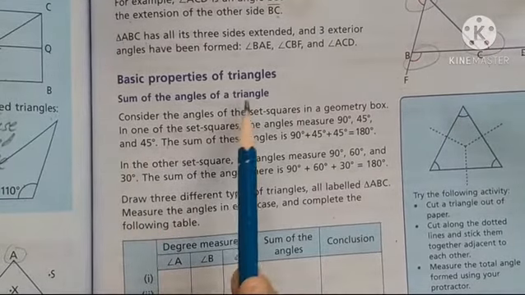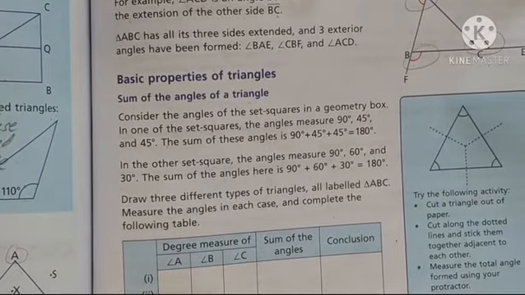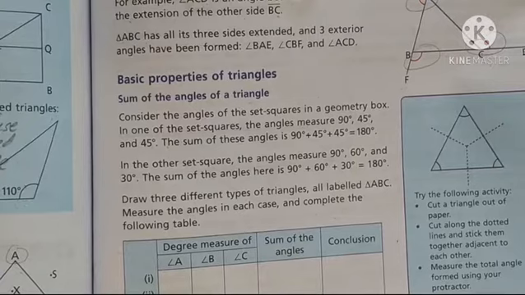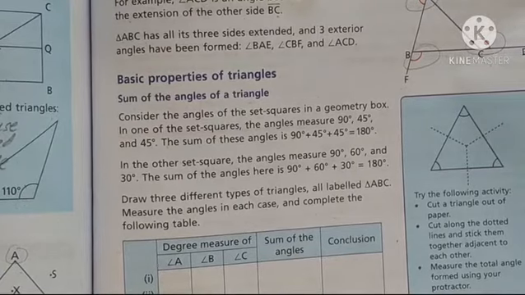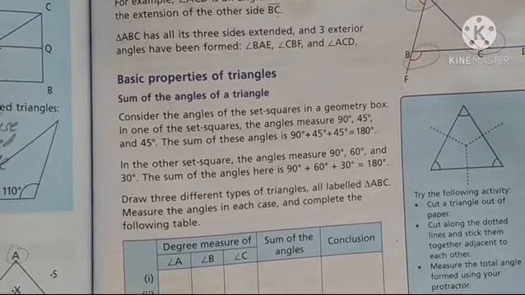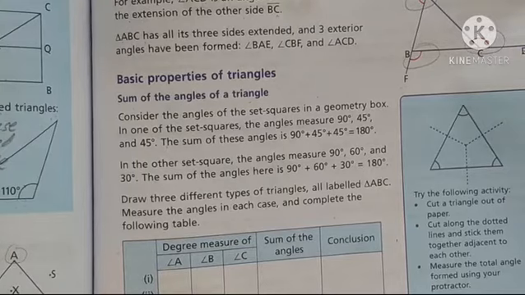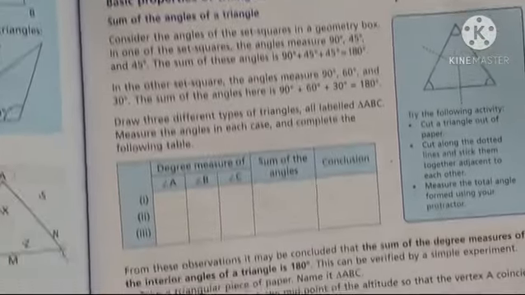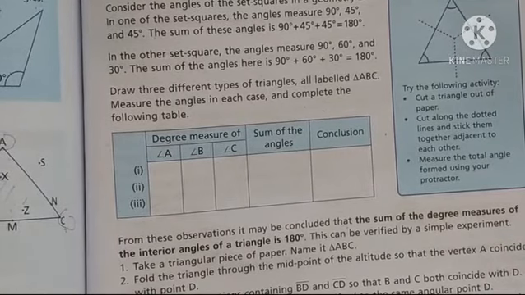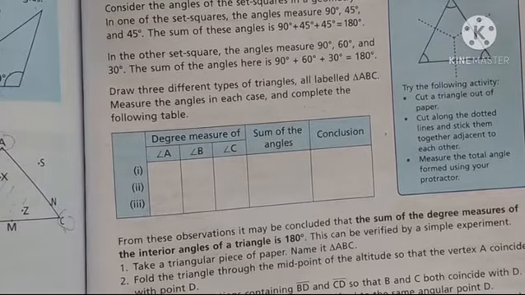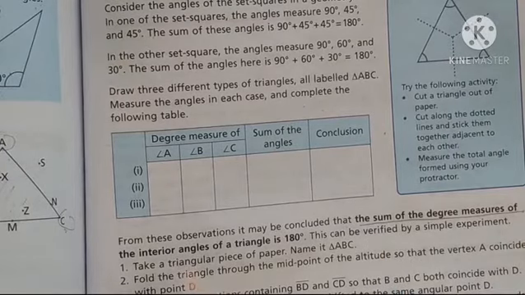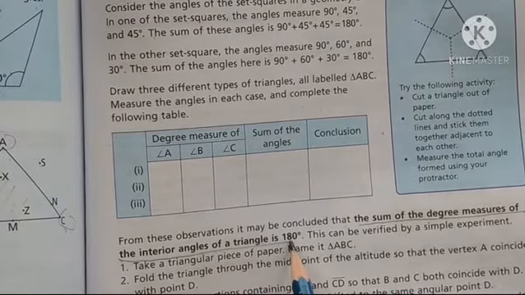Now, there are some basic properties of triangles. The sum of the angles of a triangle, we know that it is not a new thing for us. Dear students, we have already discussed it in a previous lesson and in grade 5 also. The sum of the angles of a triangle is equal to 180 degrees. So, first property of a triangle is the sum of angles of a triangle is equal to 180 degrees. Look at here, the sum of the degree measures of interior angles of a triangle is 180 degrees.